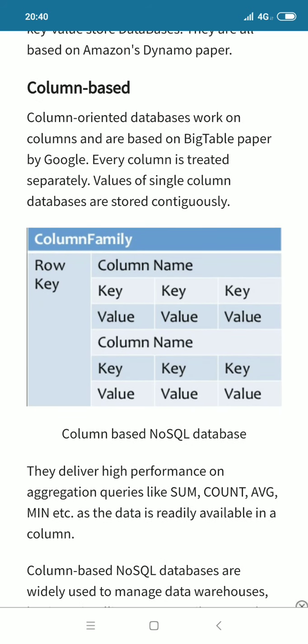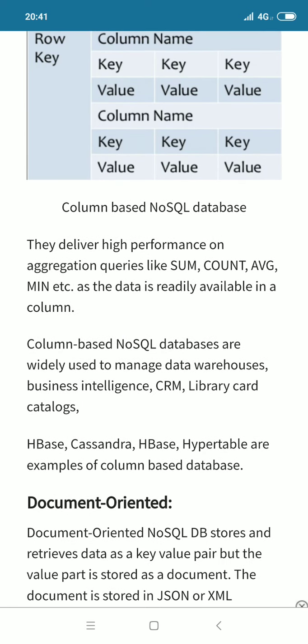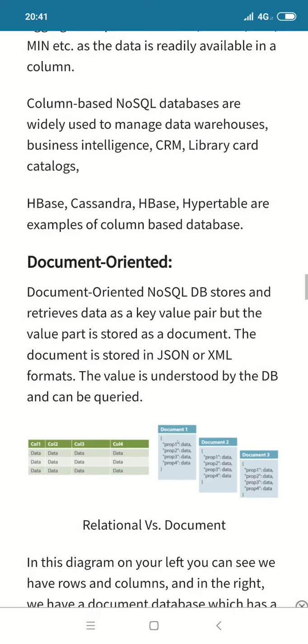They deliver high performance on aggregation queries like sum, count, average, minimum, etc. Alright, for this type of information you use column based NoSQL databases. So column based NoSQL databases are widely used to manage the data warehouses, business intelligence, CRM, library, and card catalog type of data storage. Some examples of column based NoSQL are HBase, Hypertable, etc.